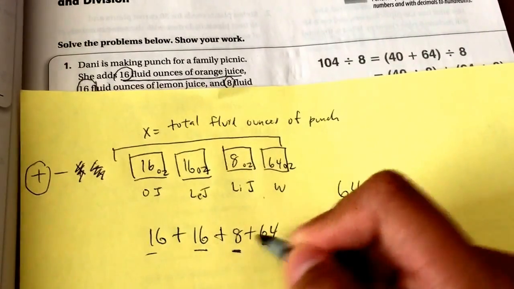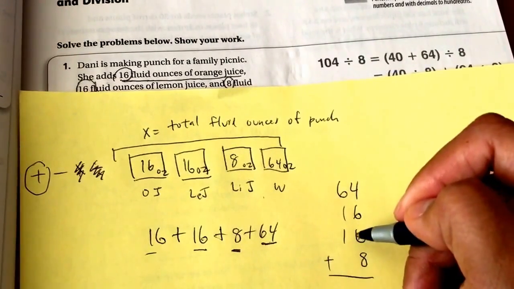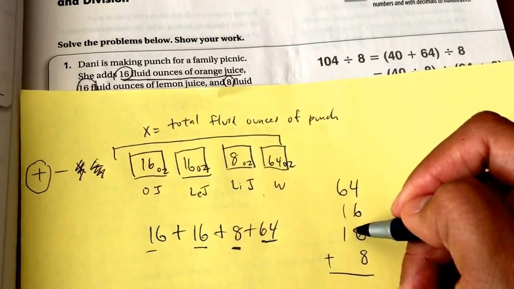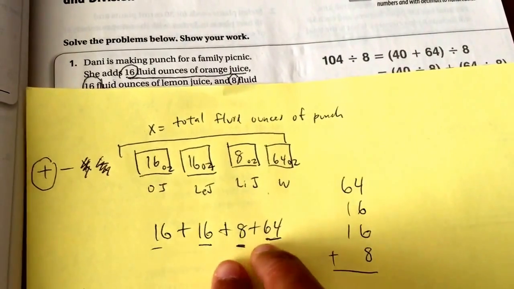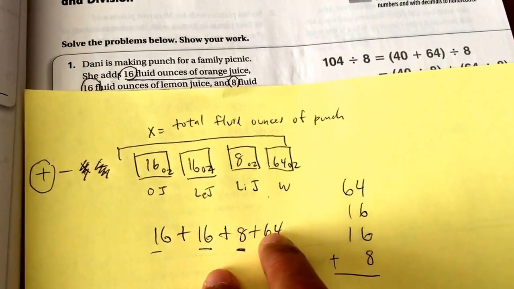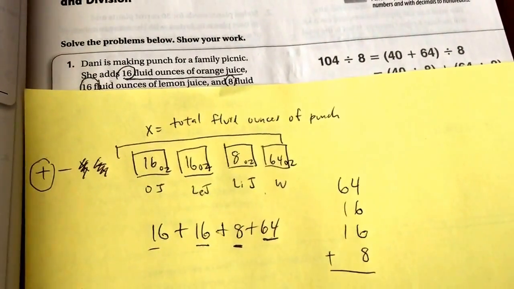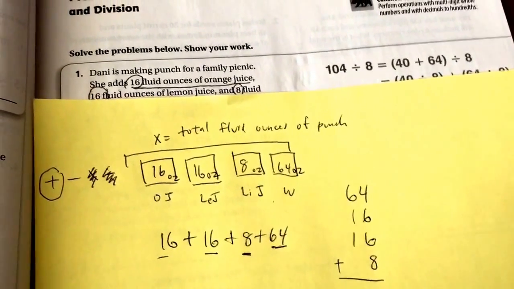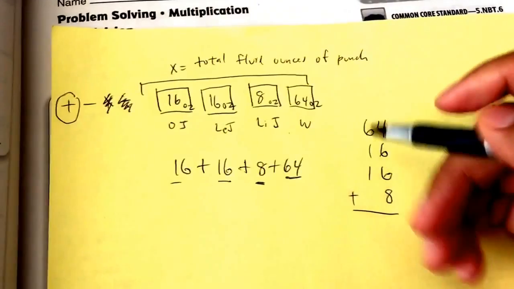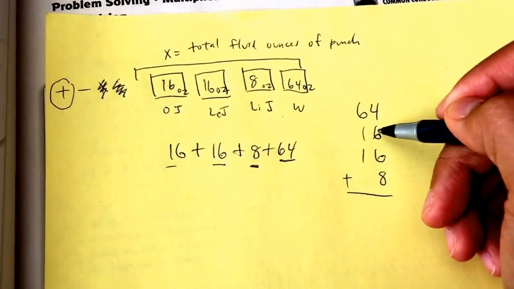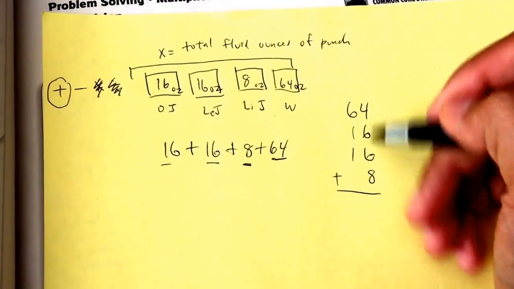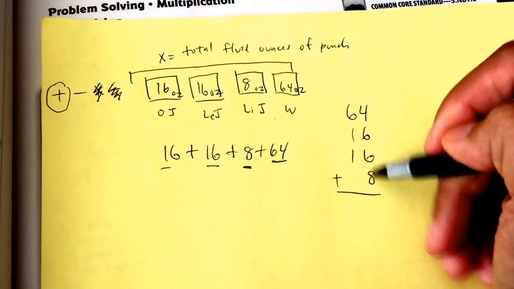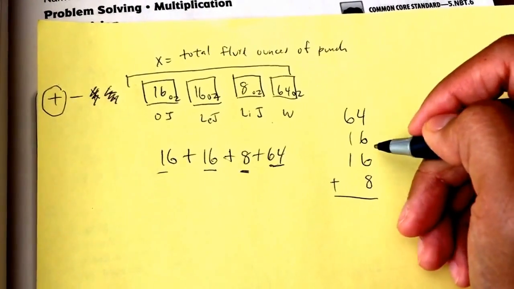Now the reason why I could rearrange them is because of the commutative property of addition, in which you can switch around the addends and still get the same, what's the answer to an addition problem? Sum. And still get the same sum. If you want to do 16, 16, 8, 64, that would be perfectly fine as well. You'd still get the same answer. I just changed it up.